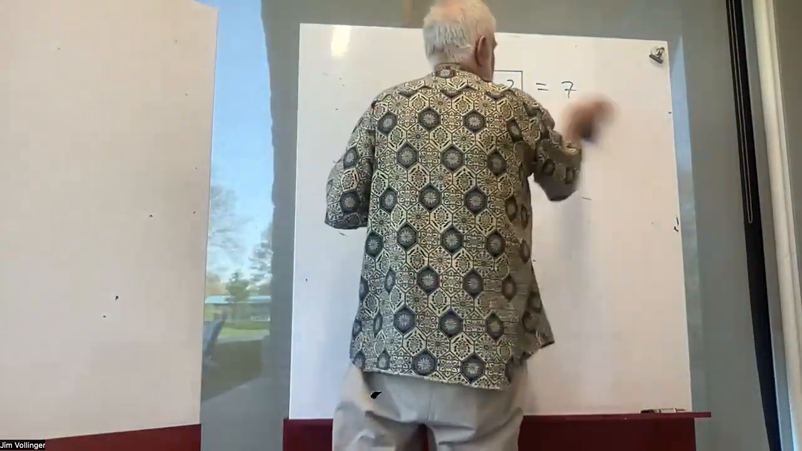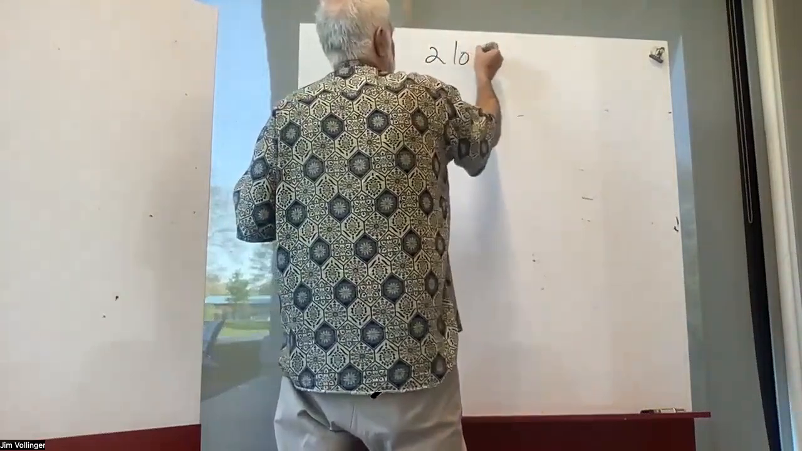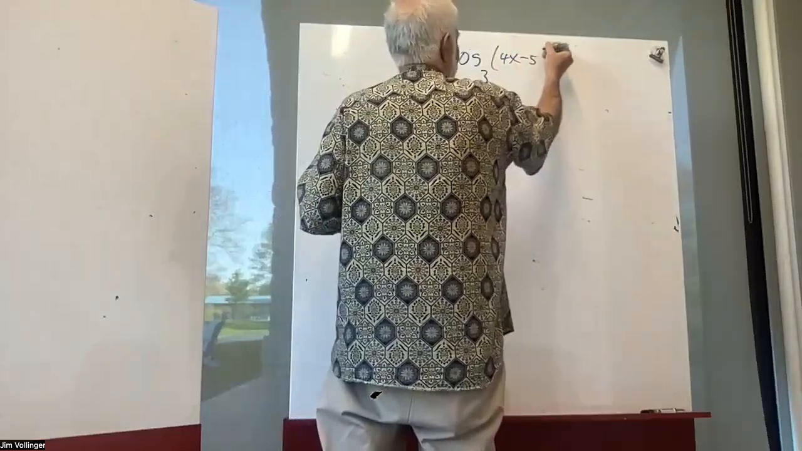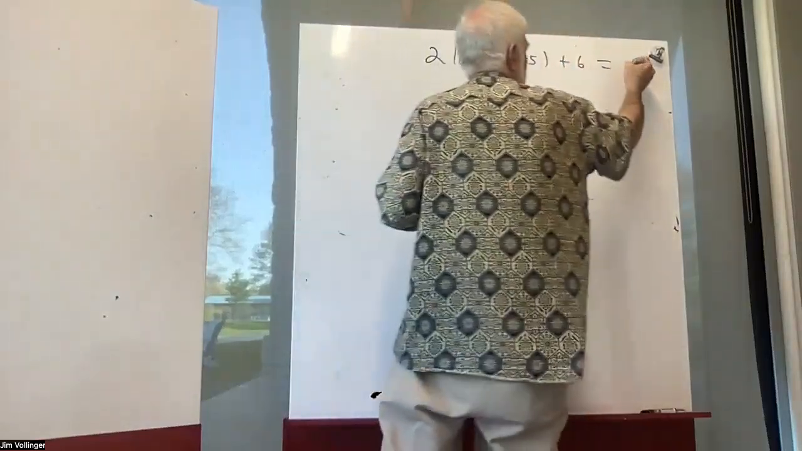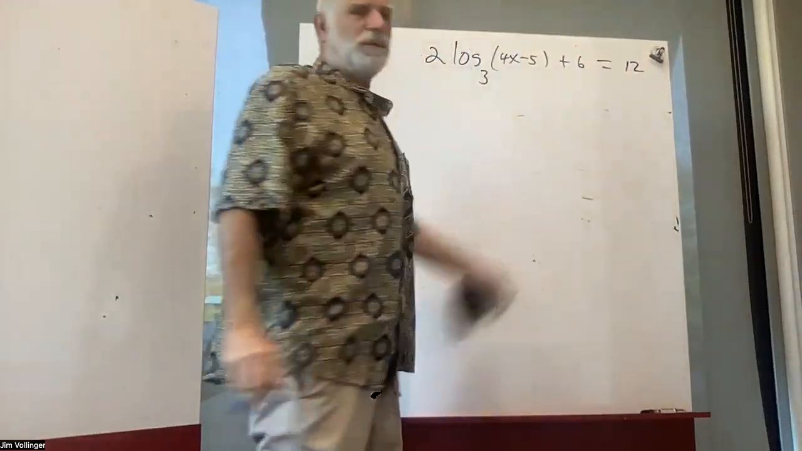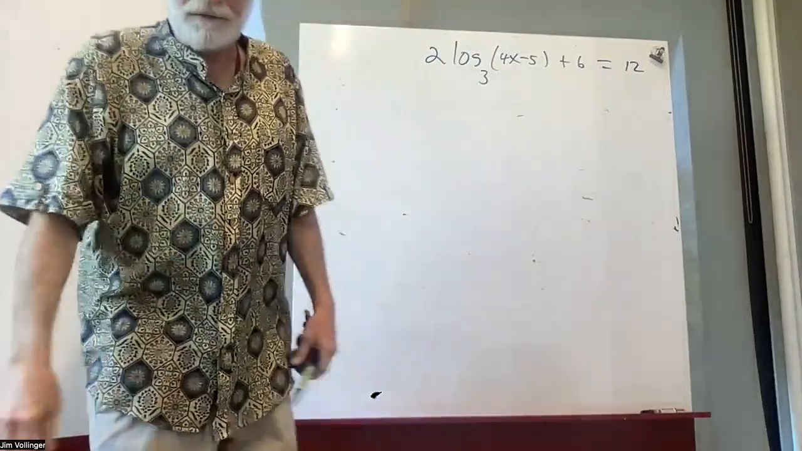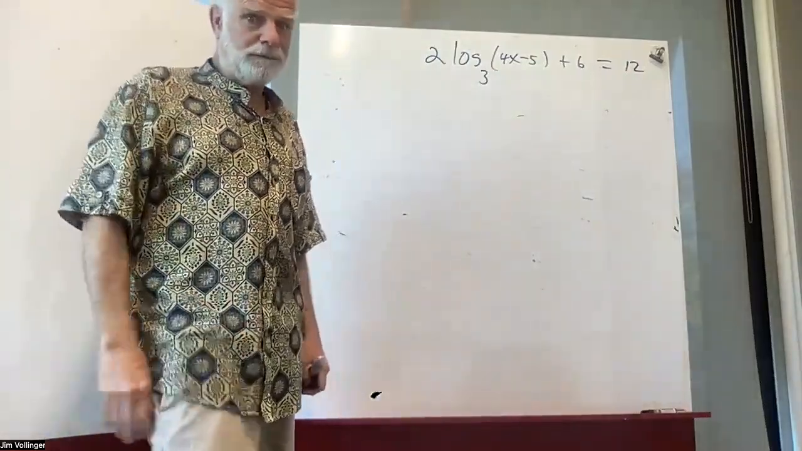All right, I'm going to get to an equation here in a little while, but we'll just make one up on the fly. 2 log base 3 of 4x minus 5 plus 6. We'll solve that in a little while, and we'll make that equal to 12. And I would expect my students to be able to solve that in 20 seconds or less. Again, I'm going to ask 70 questions in 70 minutes. You got to know your stuff, or you're not going to finish the exam.